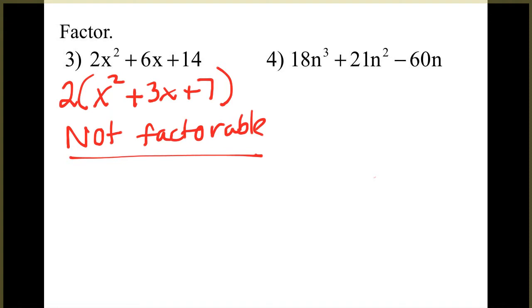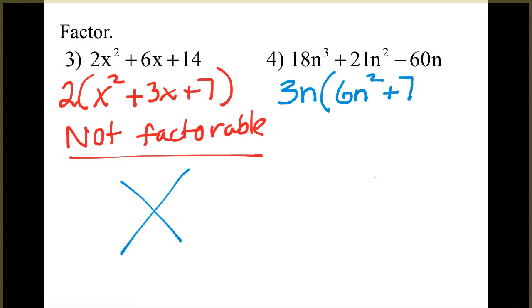Okay, let's continue with the next one. Check your work. All right, step 1, I'm going to divide everything by my GCF. Divide by 3 and an n I can take out. So what I'm left with is 6n squared plus 7n minus 20. All right, so now since it has a leading coefficient, remember I'm going to have to multiply those two together, and I get negative 120. The center one is 7.